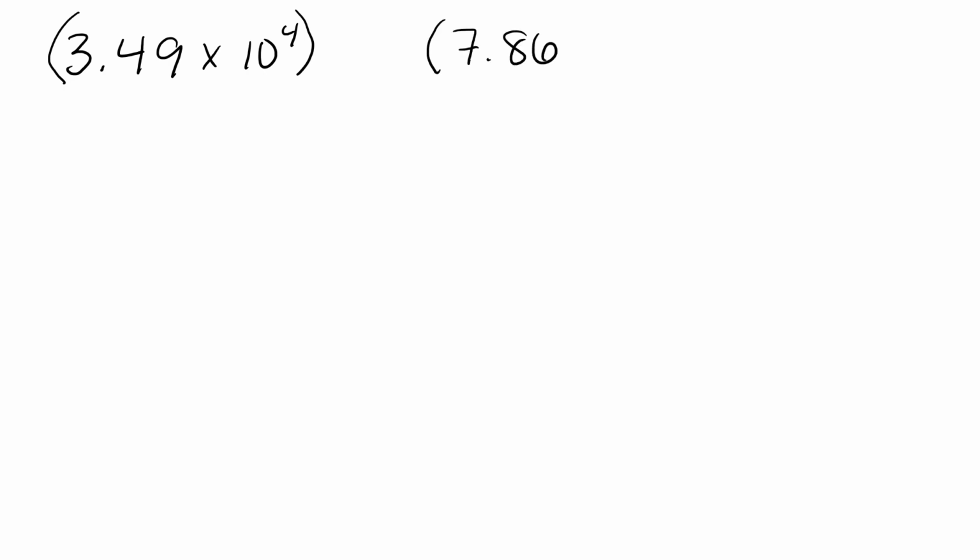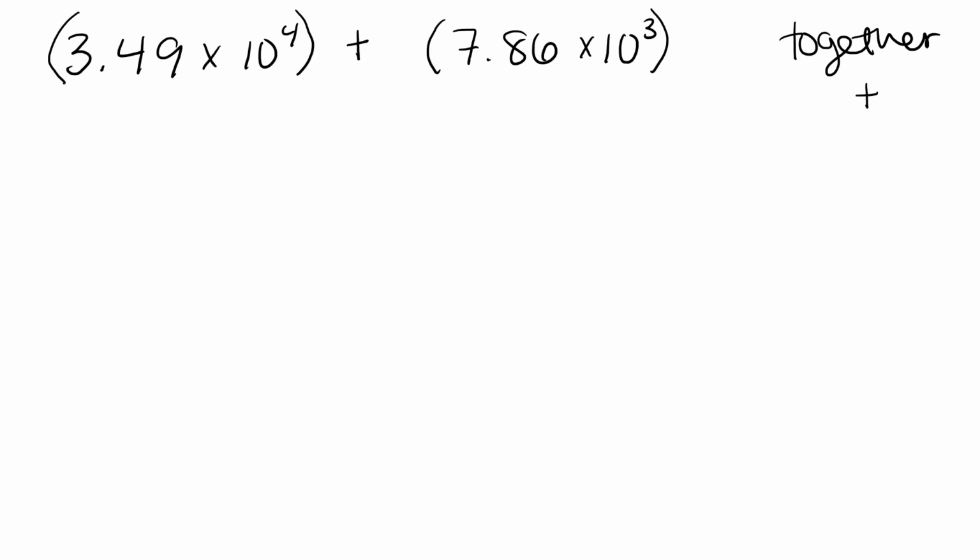Number 17 is a word problem. It talks about a new car that costs 3.49 times 10 to the 4th dollars. And it talks about a new truck that costs 7.86 times 10 to the 3rd dollars. The question is, how much do they cost together? The word together is your key word, and together means add. So we're going to add these numbers together.